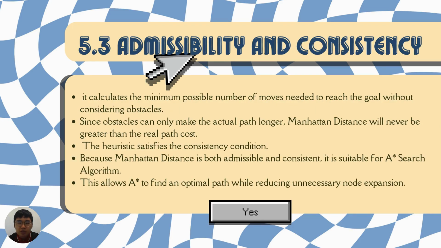5.3 Admissibility and consistency. The heuristic covers the minimum possible number of moves needed to reach the goal, ignoring obstacles. Since obstacles can only make the actual path longer, Manhattan distance will never be greater than the real path cost. The heuristic satisfies the consistency condition. Because Manhattan distance is both admissible and consistent, it is suitable for A-star search algorithms. This allows us to find an optimal path while reducing unnecessary node expansions.